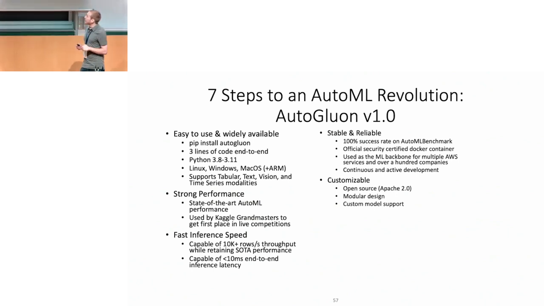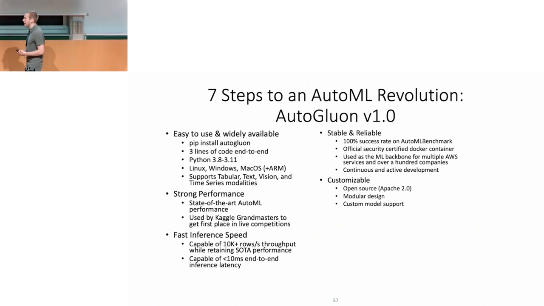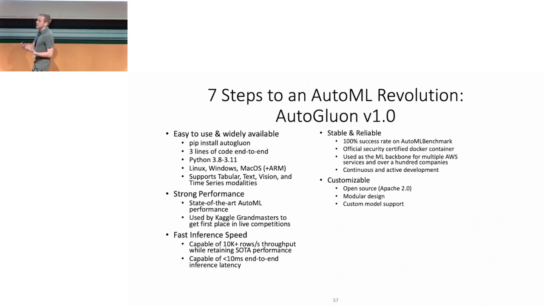And additionally, we have custom model support. If you have a model that you want that isn't in AutoGluon, you can easily wrap that model in our abstract model code. We have a tutorial for that, and basically add it to the system.